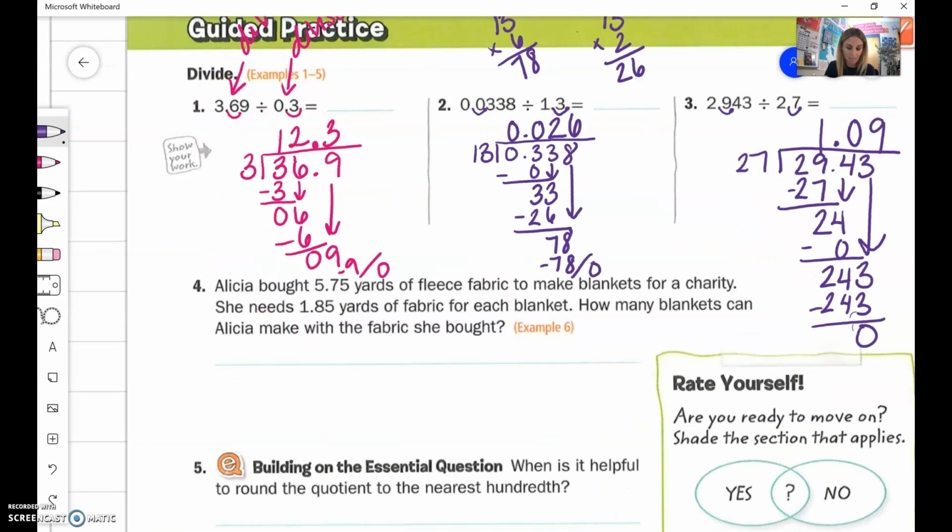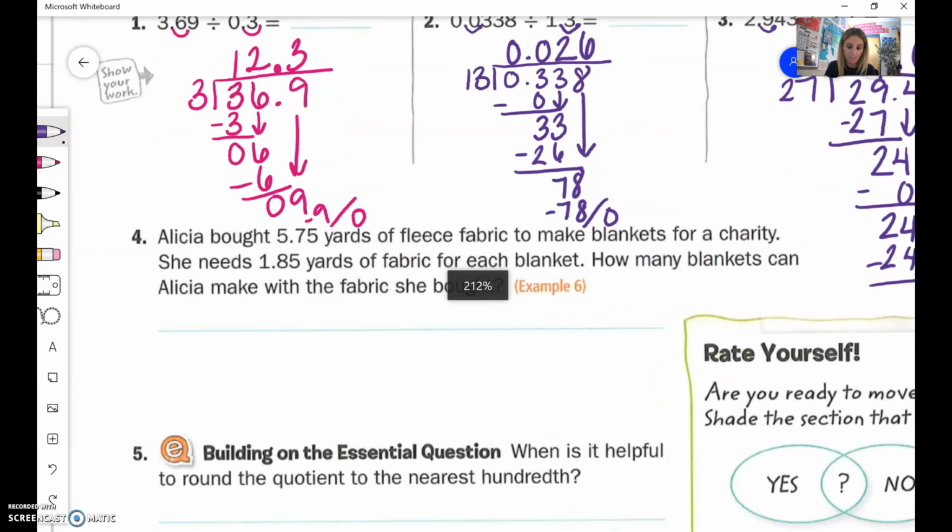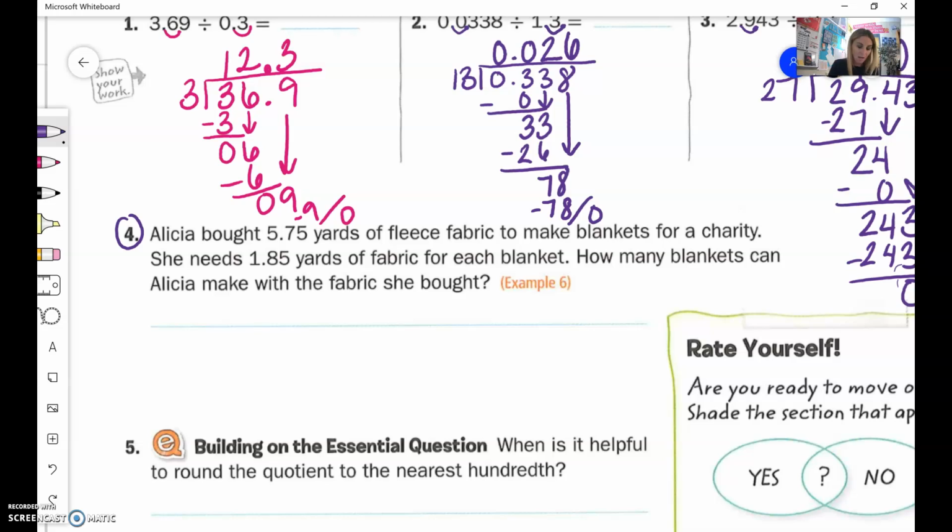All right, so we're going to take a look at number 4. This is going to be the last one we do. Number 4. Alicia bought 5.75 yards, or 5 and 75 hundredths yards of fleece fabric to make blankets for a charity. She needs 1.85, or 1 and 85 hundredths yards of fabric for each blanket.